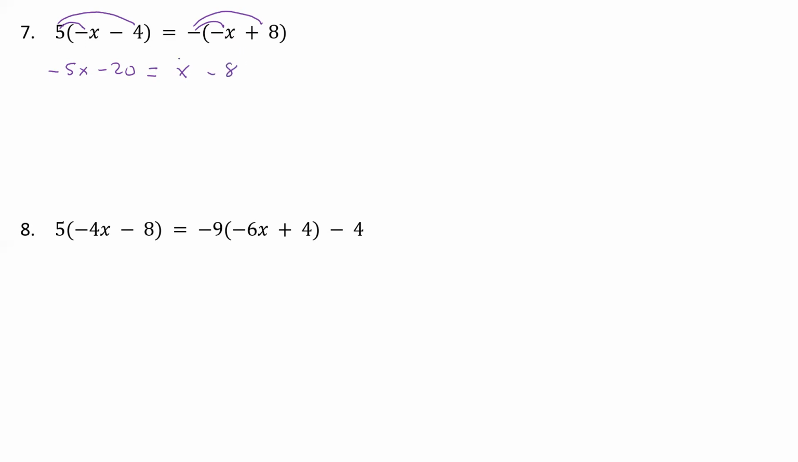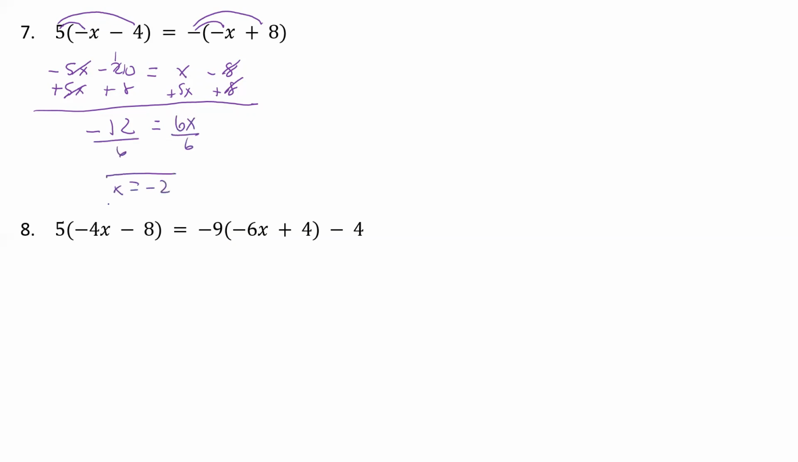Now we can go different directions. We can say, well, let's make it always have a positive x. And so that means we'd add 5x to both sides, which means we'll add 8 to both sides as well. So that cancels that. That cancels that. Now we have minus 20 plus 8. Well, we can just go ahead and borrow here. 10 minus 8 is 2, 1, and it's a negative. 5x plus 1x is 6x. Now we can divide by 6, and x equals negative 2.